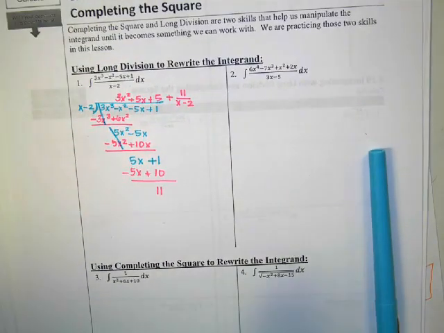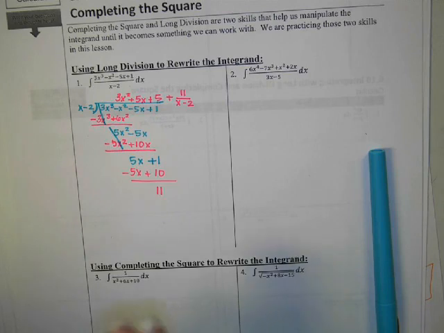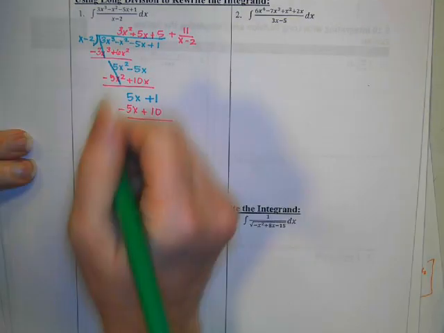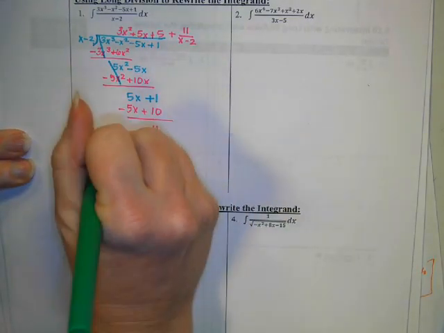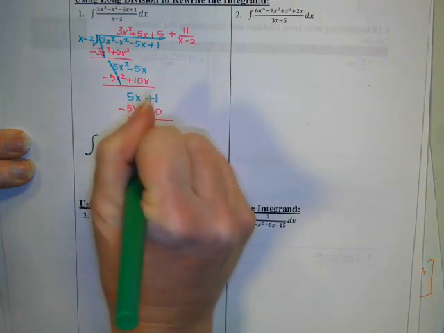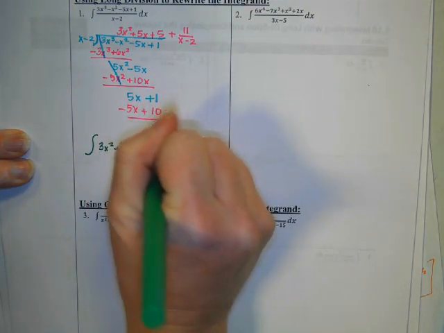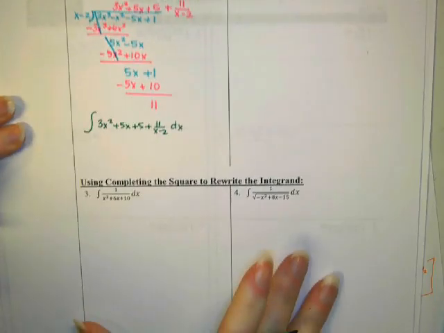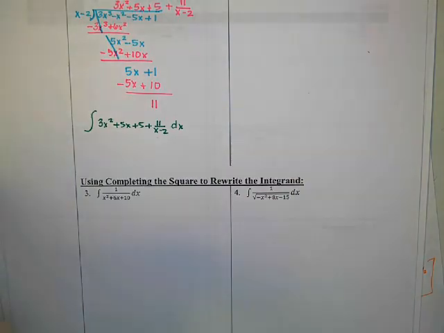Okay, so now it's the exact same problem we had before, but now it's more like a polynomial. So I can do polynomial integration like we've done before. I'm going to come down here and write it into an integral. So I'm going to take the antiderivative of 3x squared plus 5x plus 5 plus 11 over x minus 2 dx. And we're just going to do this by regular power rule integration.